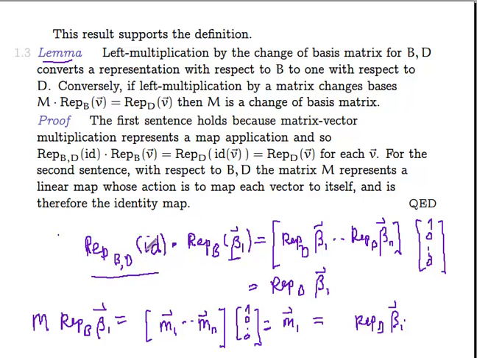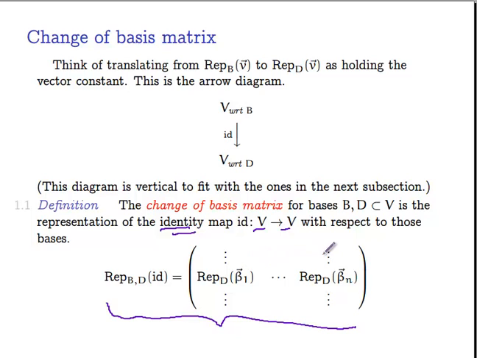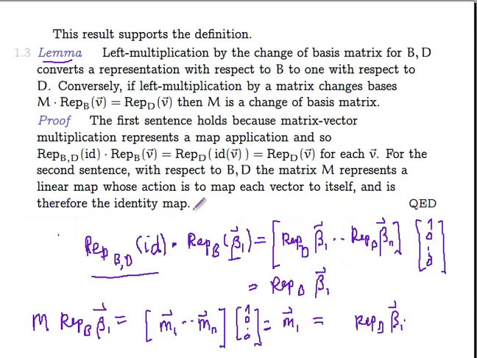Okay, so let's multiply the representation with respect to B of basis vector beta 1 by this matrix Rep_{B,D}(id), which is defined by this relation. The columns are given by the representations with respect to D of the basis vectors beta 1 through beta n. So I'm going to multiply this matrix times the representation with respect to B of vector beta 1.